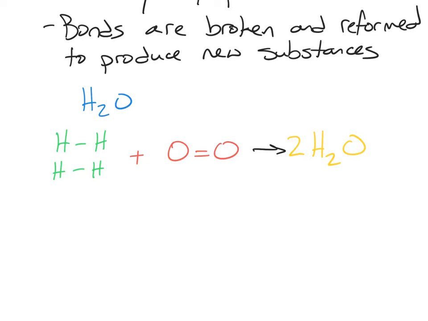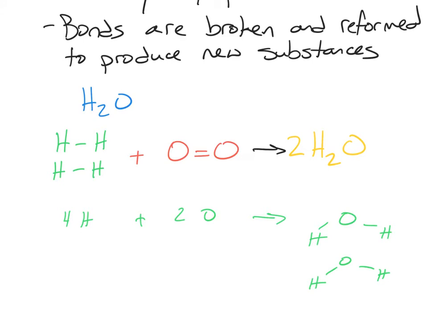If you look carefully, what happened was the hydrogen bonds broke, the oxygen bonds broke, so for a moment in time we had 4 hydrogens and 2 oxygen atoms, and then those atoms rearranged themselves and reformed bonds so that we now had 2 molecules that had oxygen and hydrogen bonded together.